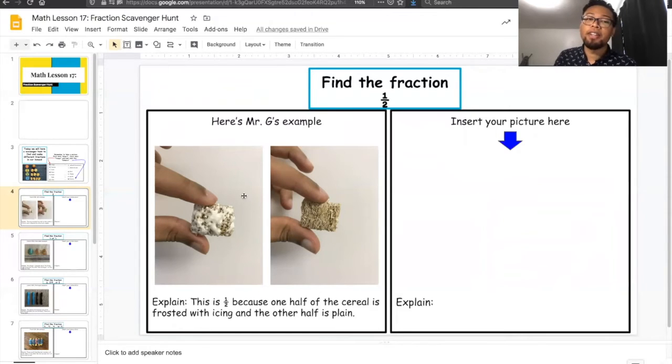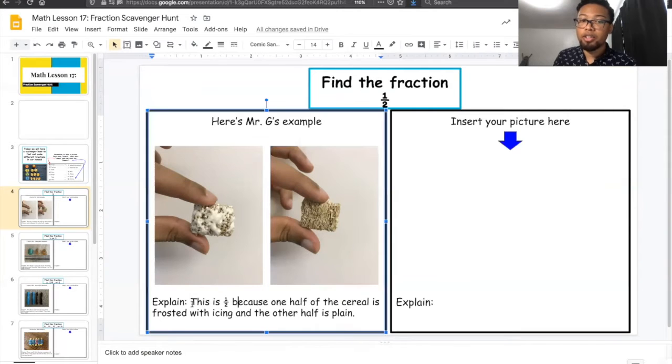So I went and looked at the actual cereal I had at my home right now. And one of them I have is one of my favorites, Frosted Mini Wheats. And so in Frosted Mini Wheats, you can see 1/2 is frosted with the white, delicious sugary icing, and the other half is blank, it's plain. So 1/2 of this Frosted Mini Wheat is frosted and the other half is plain. So under here, first I took a picture using my camera. Then I explained, this is 1/2 because 1/2 of the cereal is frosted with icing and the other half is plain.